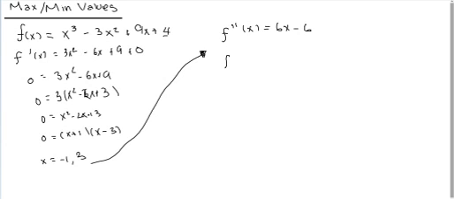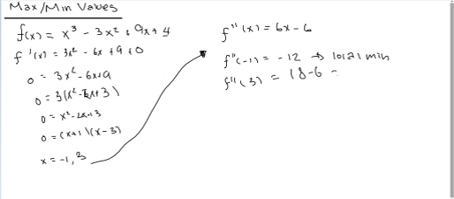So we can try this with f double prime of -1, and that is equal to -12, so that is a local maximum. And f double prime of 3 is equal to 18 minus 6, and that is a local minimum.